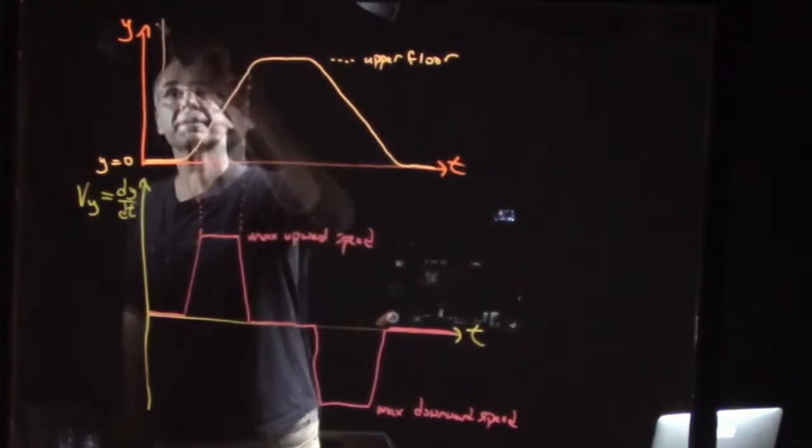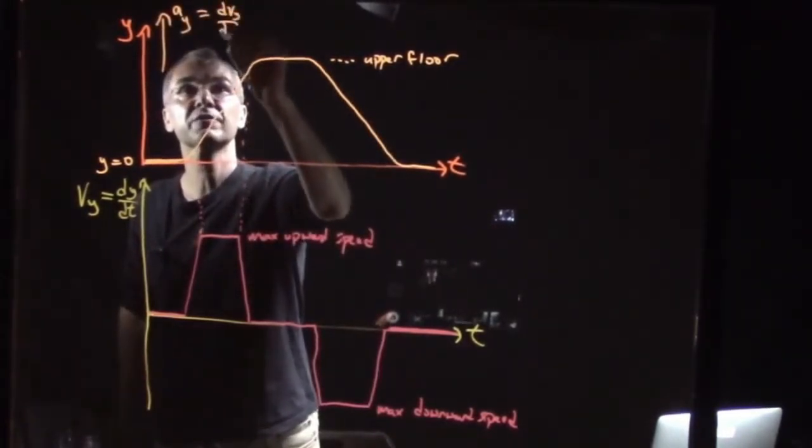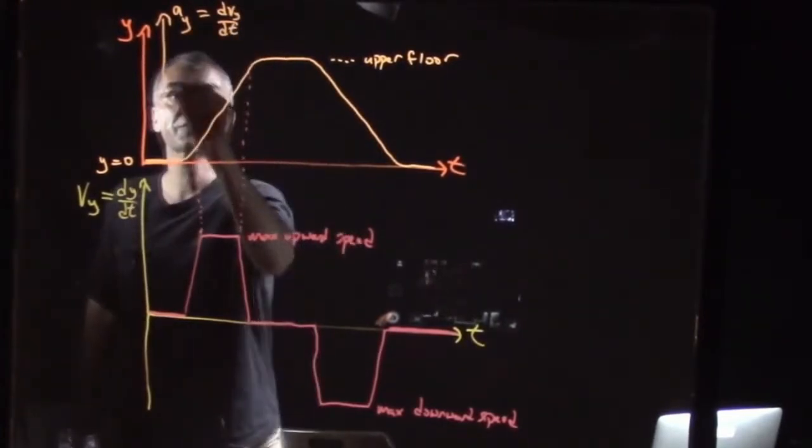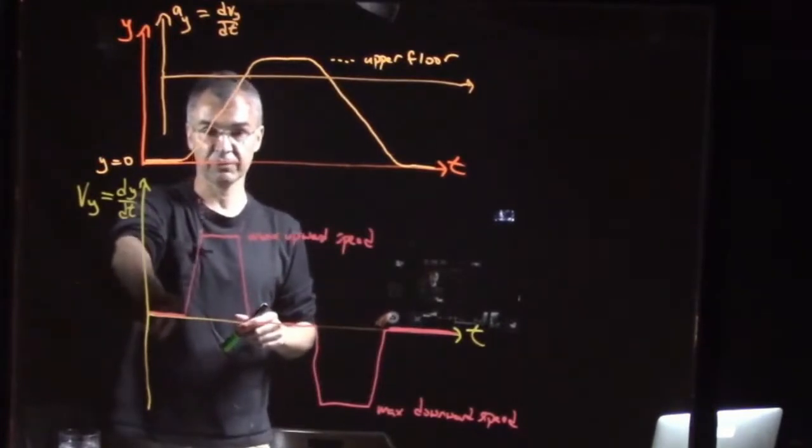Maybe I'll just stick it up here. Here is the vertical acceleration, which is the rate of change of the vertical velocity, and that's going to be versus time. What is that going to look like? So we want to take the velocity graph and say, what is its change?